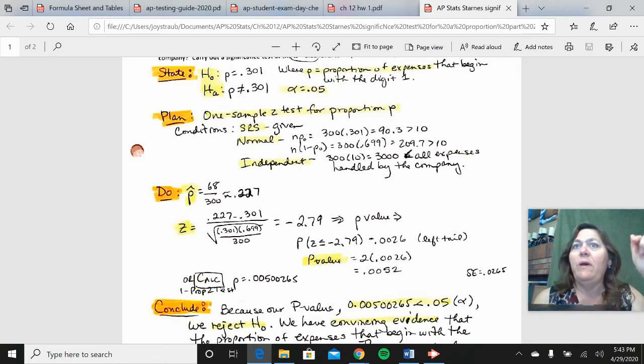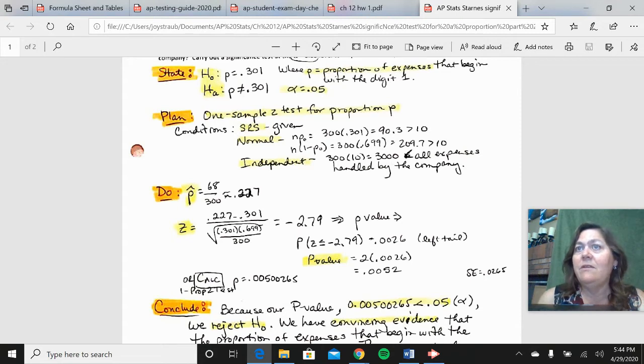You have the H0 and the Ha, hopefully from the problem there. Remember, it's a two-tailed test. Our parameter is the proportion of expenses that begin with the digit 1. Okay, so we've got proportion in there as our parameter, and the population is the expenses. Okay, all right, so plan, we're doing a one sample z test for a proportion.